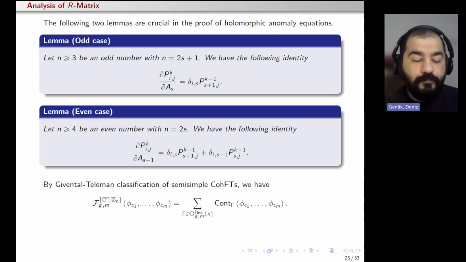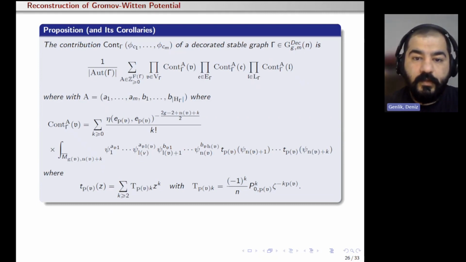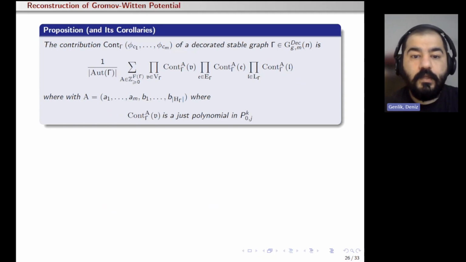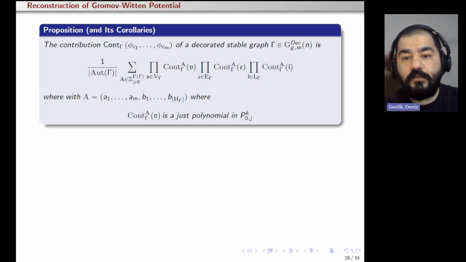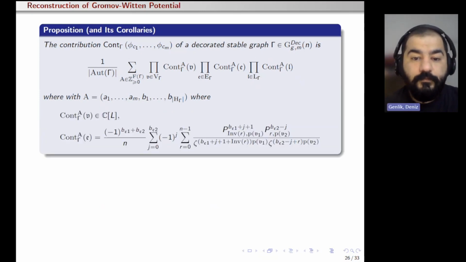And yes, we can. So by the Givental-Teleman classification, you can write this potential as a sum over graphs, and if you apply the Givental-Teleman classification, then you see that each contribution is a product of vertex, edge, and leg contributions, and the vertex contribution is given by this wild-looking formula, but the only thing we need to understand here is the following. Vertex contribution is just a polynomial in P0j to the k. And we know that P0j's are polynomials in L, hence this is a polynomial in L. And if you look at the edge contribution, this zeta is a complex number. It is just a primitive root of unity. It is not important. Just focus on this product of two P's here.